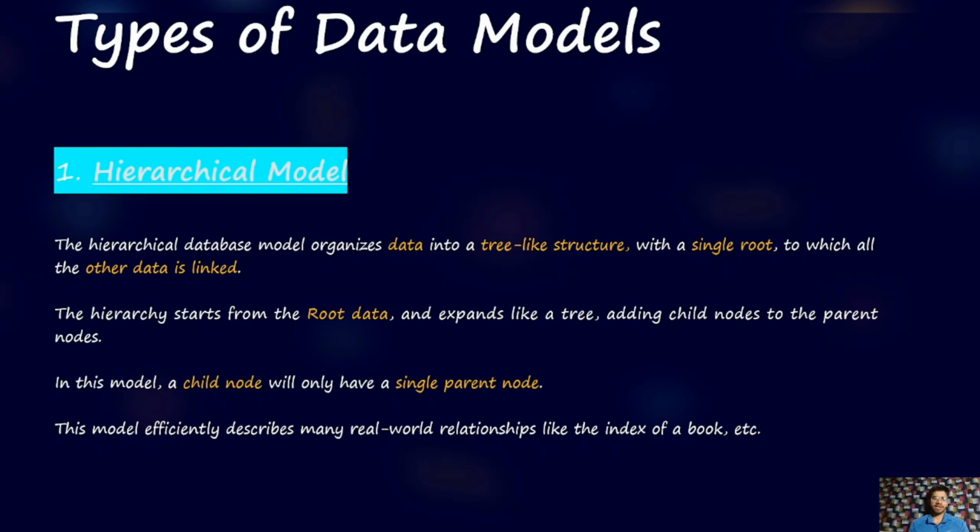Types of data models that are used in databases. The first one is the hierarchical model. The hierarchical model organizes data into a tree-like structure with a single root to which all other data is linked. The hierarchy starts from the root data and expands like a tree, where child nodes are attached to the parent nodes. In this model, a child node will only have a single parent node. It also describes real-world relationships like the index of a book, etc.